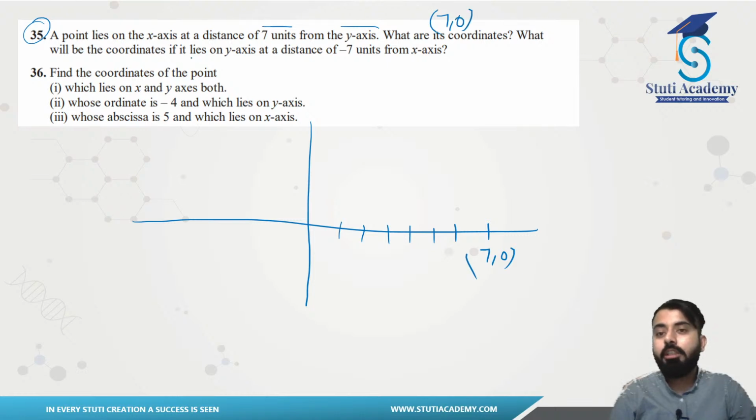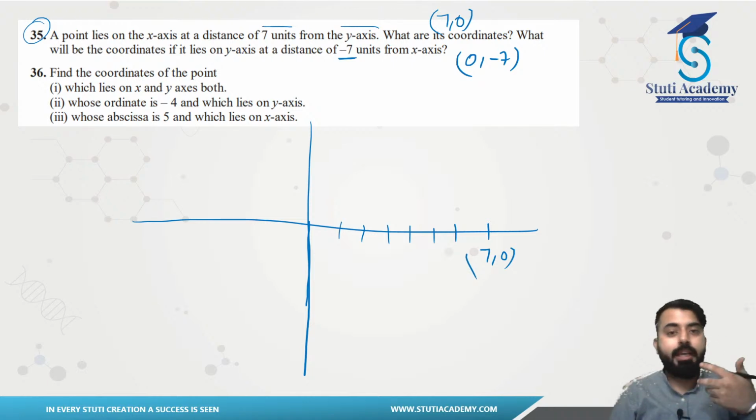What will be the coordinates if it lies on the y-axis at a distance of negative 7 from the x-axis? Or you can say negative 7 from the origin. If I move downwards, it will be 0, negative 7. We are moving 7 units downwards. The point is lying on the y-axis, so it should not have any x. So it will be 0, negative 7, and on the x-axis, it will be 7, 0.